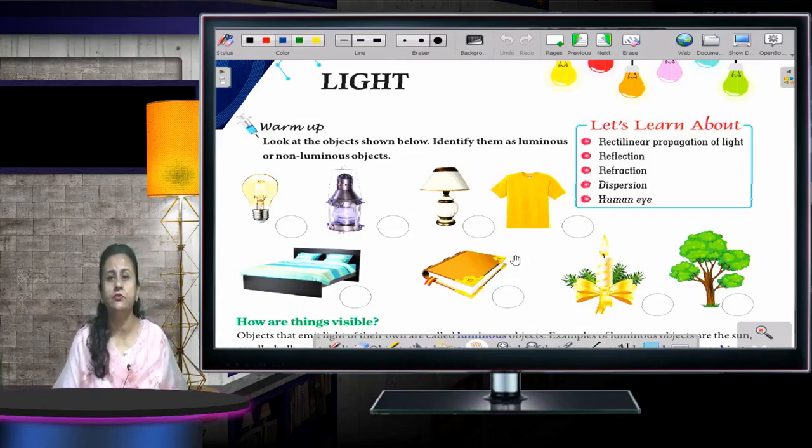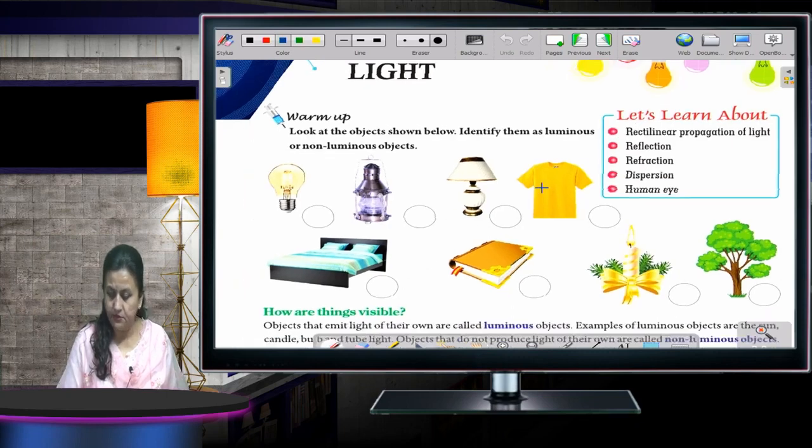As you can see on your screen, the topic is light. So in this chapter I am going to tell you about rectilinear propagation of light, reflection, refraction, dispersion and about the human eye. So let's start the chapter.